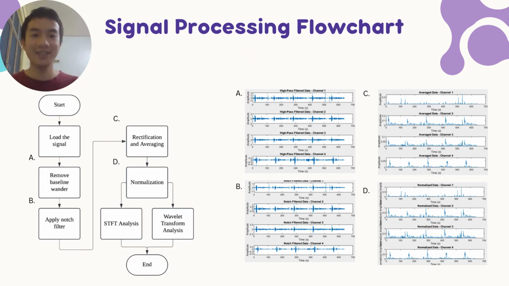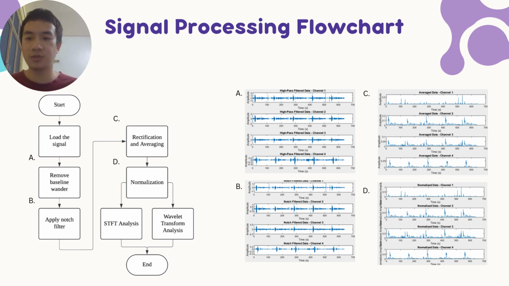Hi, I'm Tanji. Now, this is the signal processing flowchart before we do STFT analysis and wavelet transform analysis. It starts with the loading of the signals. The first step involves importing the raw EMG signals from the files, and this is used as an input for the preprocessing pipeline.